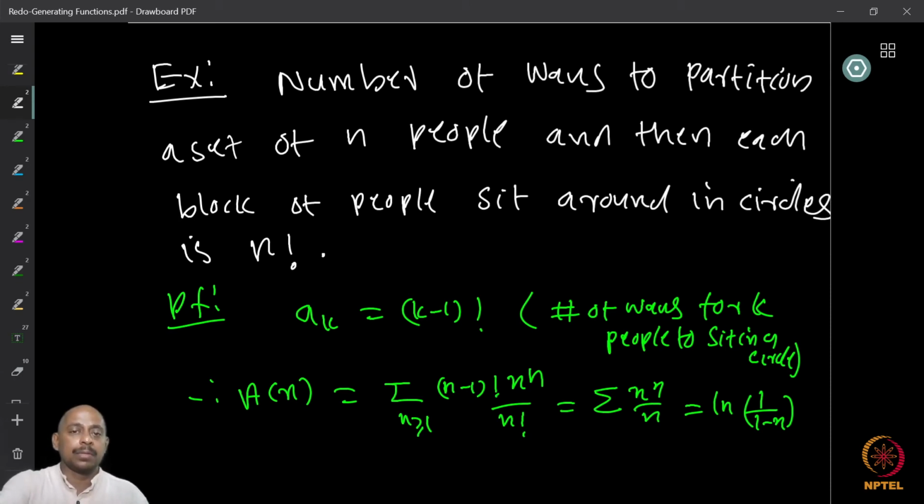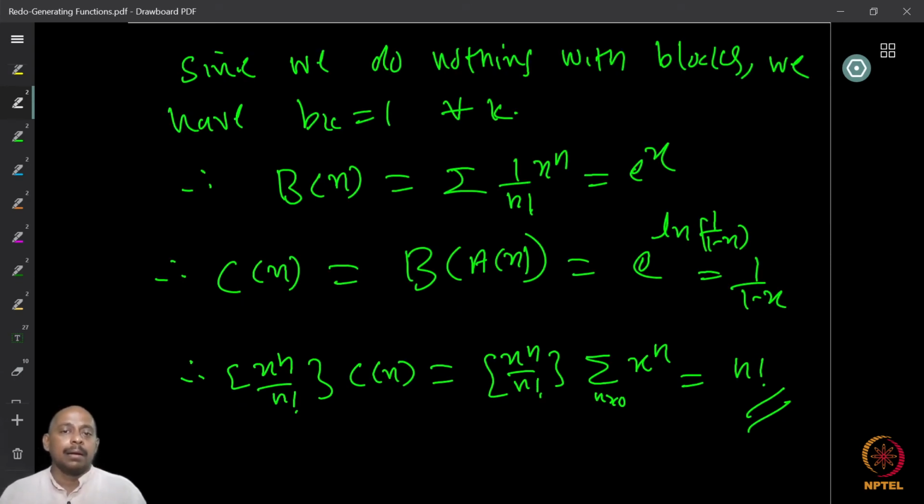So b of x is now the summation of 1 by n factorial x raised to n, because we are looking at the exponential generating function. What is that? This is e raised to x. We already saw this several times. So b of x is e raised to x. Now the composition b of a of x, where x is substituted by a of x in e raised to x, gives e raised to log of 1 by 1 minus x, which is 1 by 1 minus x, the generating function for c of x.